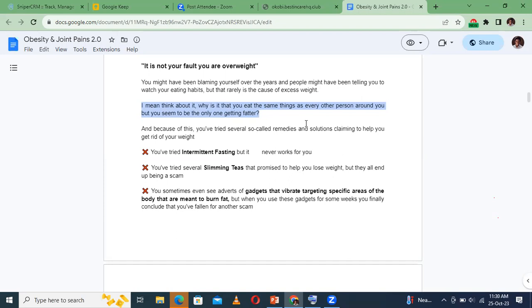So you might have been blaming yourself over the years, and people might have been telling you to watch your eating habits, but that really is because of your excess weight. I mean, think about it. Why is it that you eat the same things as every other person around you, but you seem to be the only one getting fatter? And because of this, you've tried several so-called remedies and solutions claiming to help you get rid of your weight.